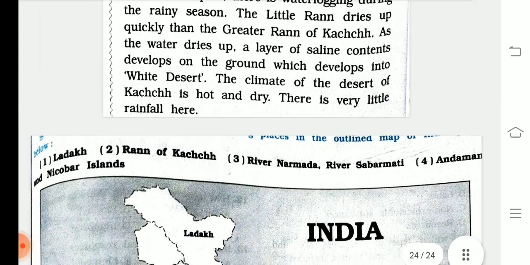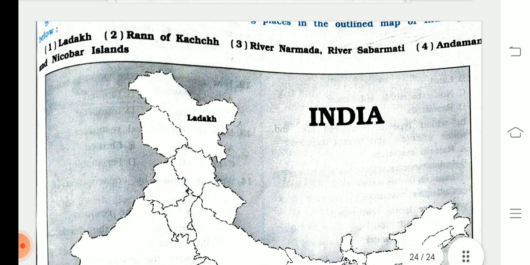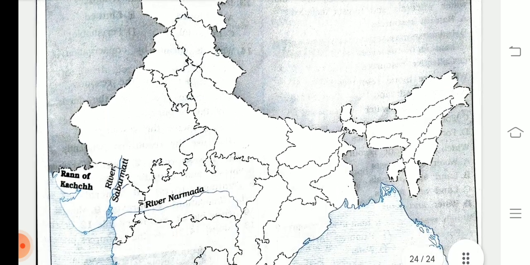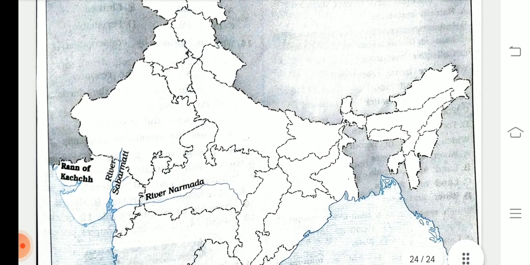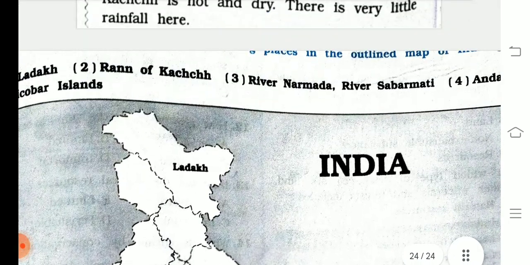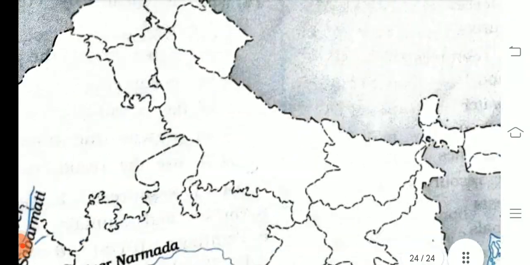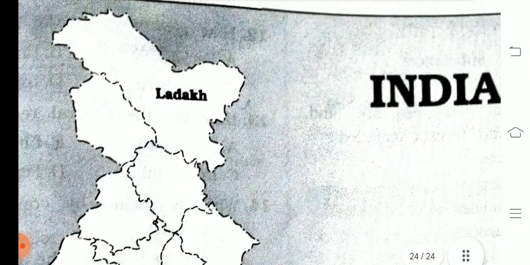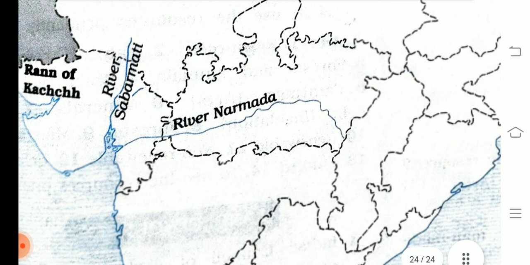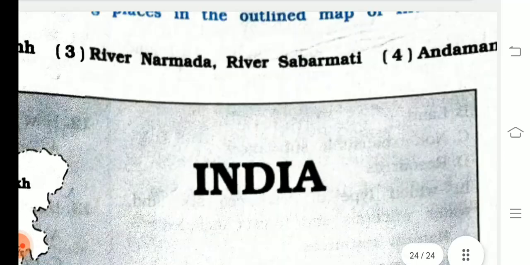Next question is the map. Okay, so you have to see here, find out where is Ladakh. So here it is given, Ladakh. Then the second one is the Run of Kutch. So here in Gujarat you can see the Run of Kutch. Okay, the next one is river Narmada. So it is here, river Narmada. Then the next one is river Sabarmati. So you can see here in Gujarat, in the center, river Sabarmati is given.